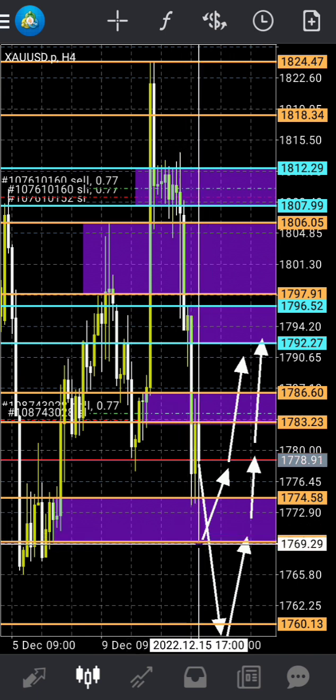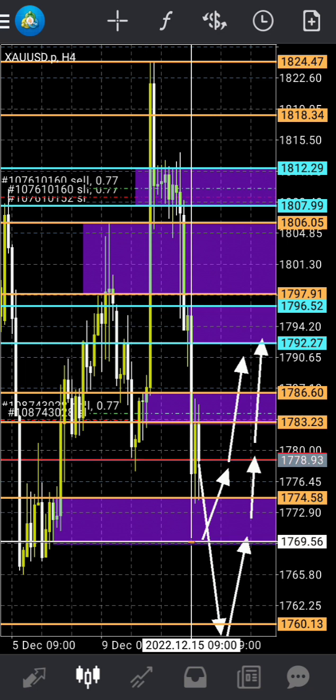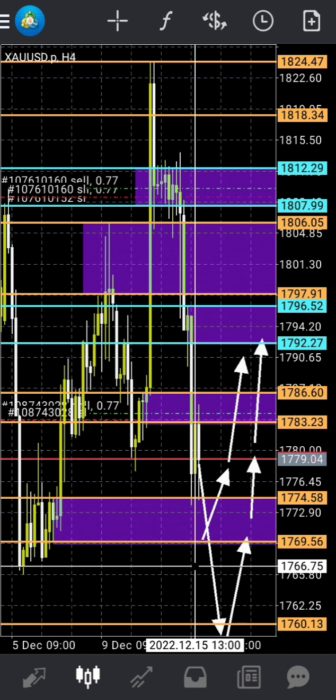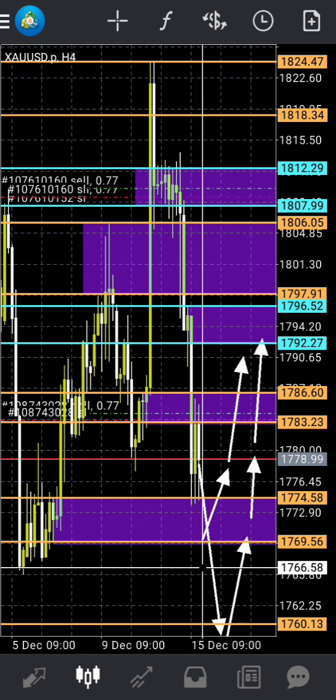So where should be our SL? 30 pips or 40 pips away from the zone. I always set 30 pips. So gonna be 1766.5, somewhere around here will be my SL.